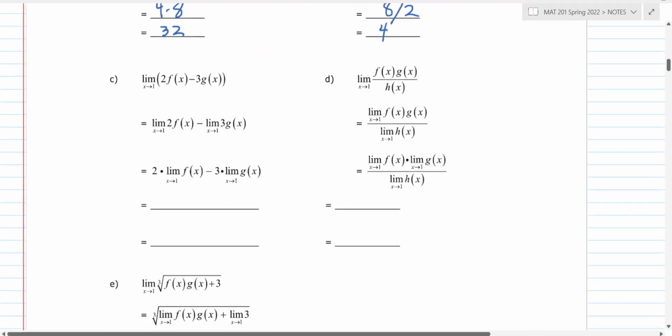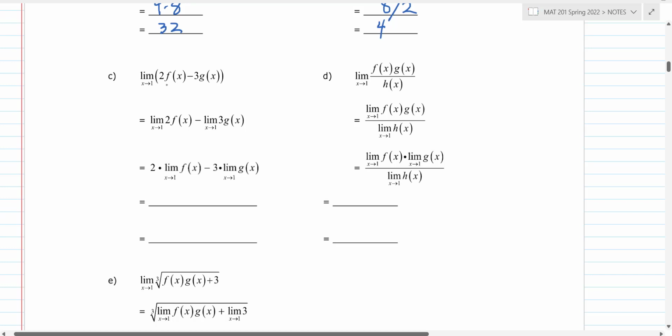That's how that goes. Okay, and then the next example is a little bit more involved. The way these things are broken up is like this. I'm using several properties here. First thing I'm really using is the sum law, or the difference law, I guess. Sum and difference are really kind of the same thing, so I'll write that as the difference law. Okay, and you can see that what I did is I broke it up into two limits, the 2f of x and then the 3 times g of x. Then I brought out the constants. So I used the constant multiple rule.